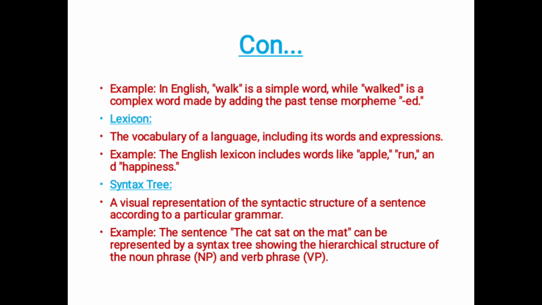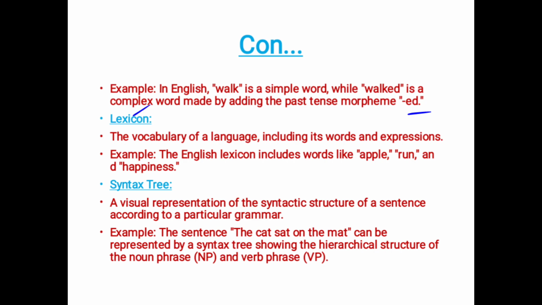Now we will understand it by example. In English, walk is a simple word, while walked is a complex word made by adding the past tense morpheme ed. As I gave the example of unhappiness, un is what? Un is a prefix, then happy is what? Root, and ness is what? Suffix.